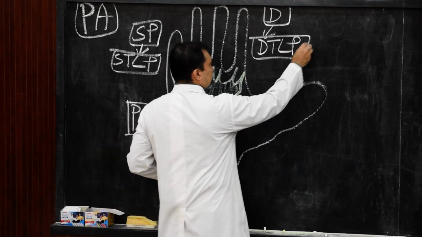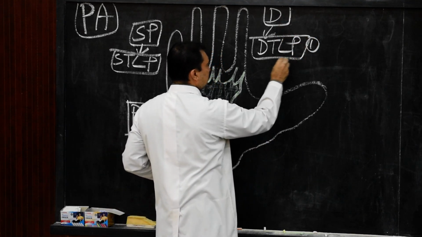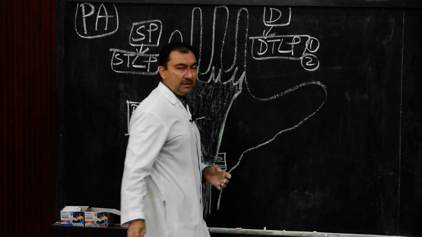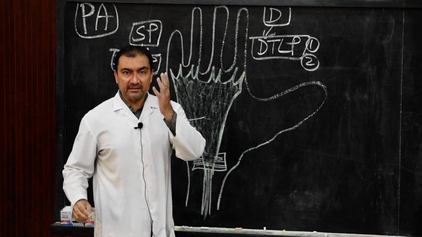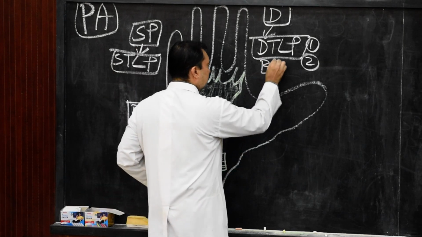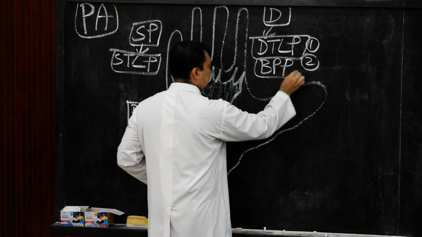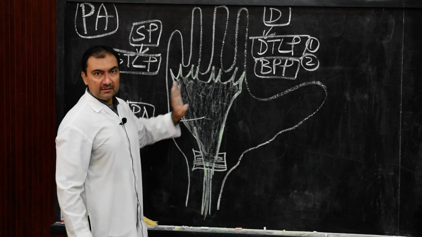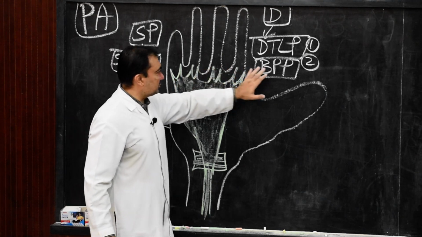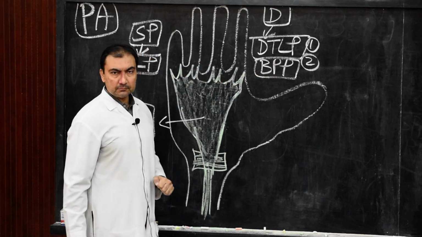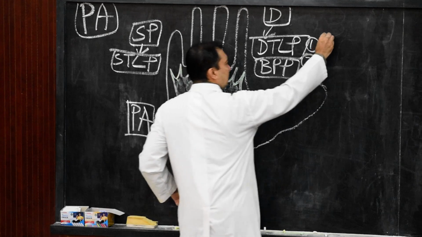Next attachment, this is one attachment of the deep portion. The second attachment will be the base of the proximal phalanx. On the base of the proximal phalanx of all the fingers, the deep portion of these slips attach to the base of the proximal phalanges.